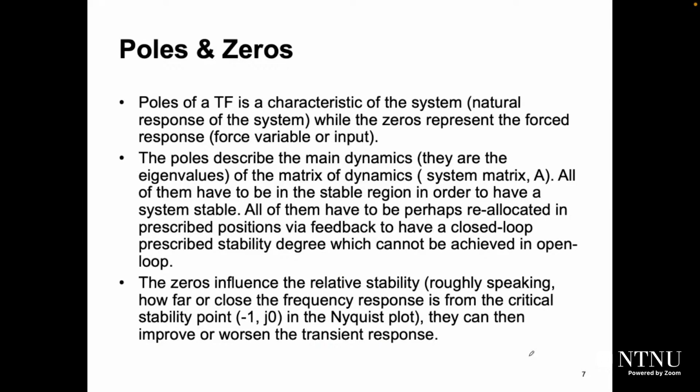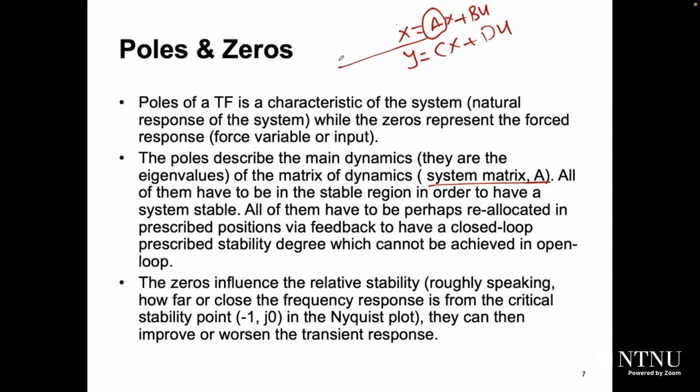Poles describe the main dynamics. They are the eigenvalues. I mean, they represent the main dynamics of your system. They are the eigenvalues of the matrix of the dynamics, which is the system matrix A in state-space representation. So in state-space representation, we have x dot equals Ax plus Bu, and the output y equals Cx plus Du. In fact, the eigenvalues of the system matrix A will be my poles. So the poles will describe the main dynamics, and they are the eigenvalues of the system matrix A.